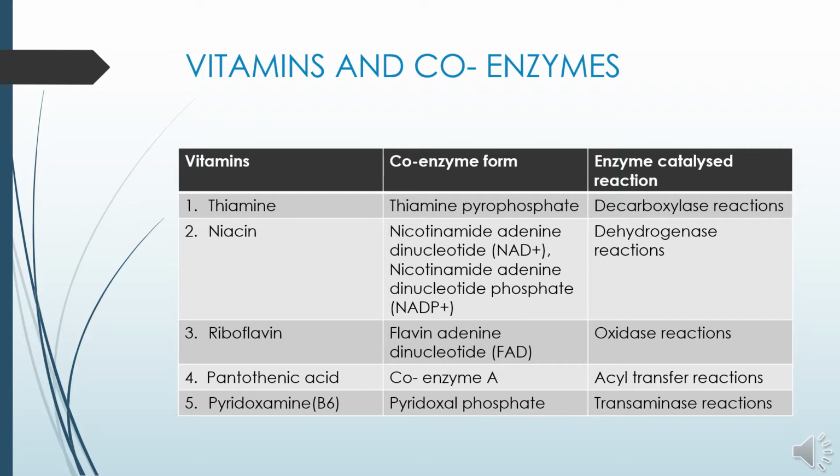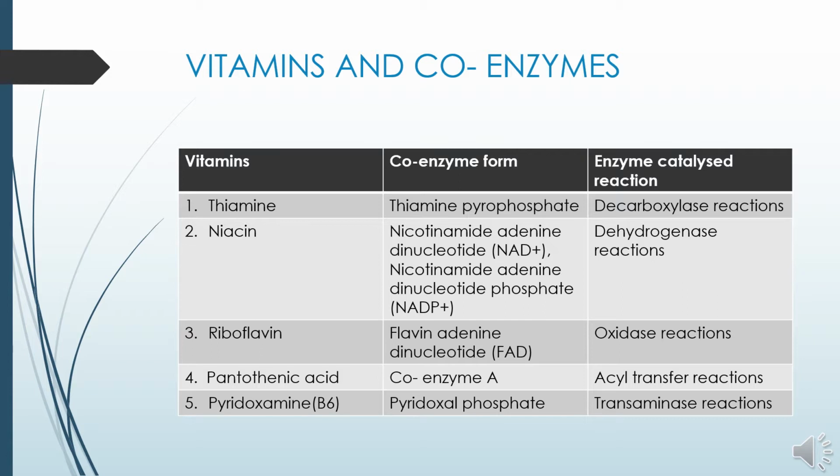Next is niacin. Niacin has the coenzyme form nicotinamide adenine dinucleotide, that is NAD plus, and nicotinamide adenine dinucleotide phosphate, that is NADP plus. The enzyme catalyzed reaction is dehydrogenase reaction, in which the dehydrogenases oxidize a substrate by transferring hydrogen to an electron acceptor, common electron acceptors being NAD plus or FAD.